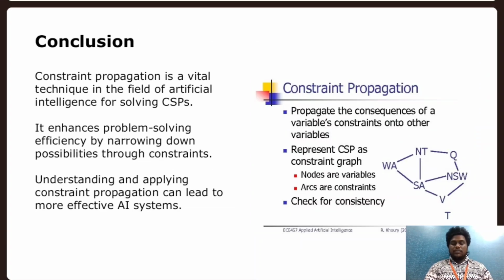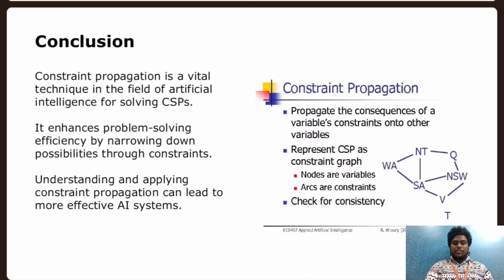Conclusion of this topic: constraint propagation is a vital technique in the field of artificial intelligence for solving CSPs. It enhances problem solving efficiency by narrowing down possibilities through constraints. Understanding and applying constraint propagation can lead to more efficient AI systems.